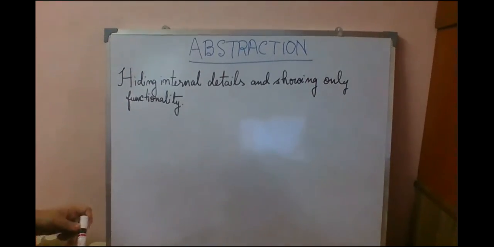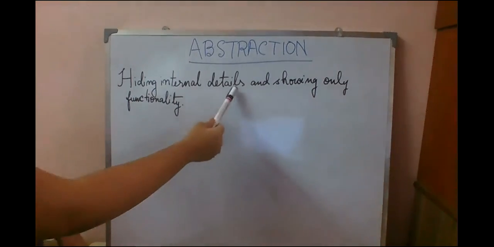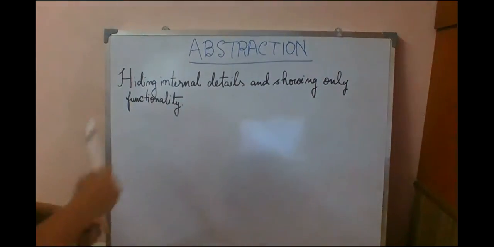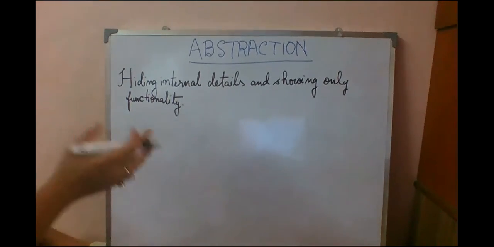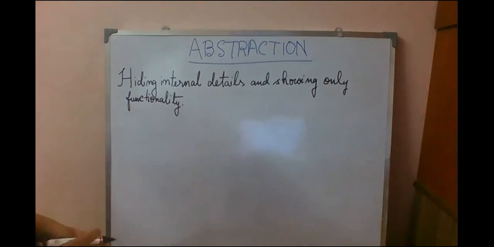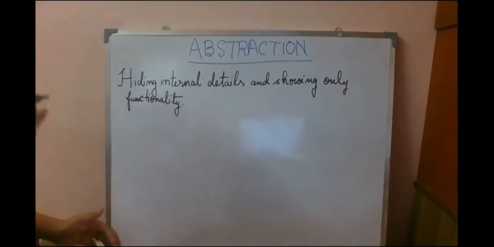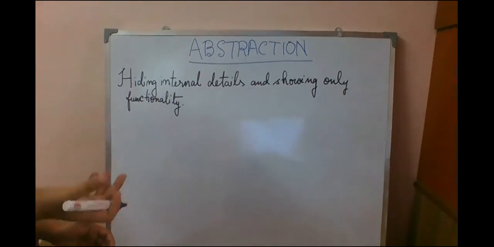So this is the basic definition of abstraction. And what does abstraction do? Abstraction is used for hiding internal details and showing only functionality. Now, how do we implement the concept of abstraction? Because again and again I'm telling you that abstraction is a concept, just like inheritance. Inheritance is a concept, we implement it with something.